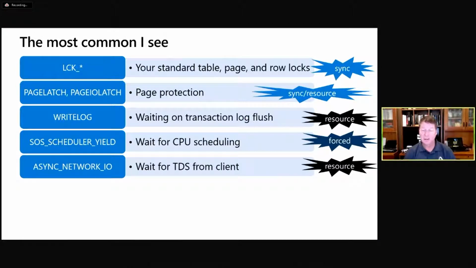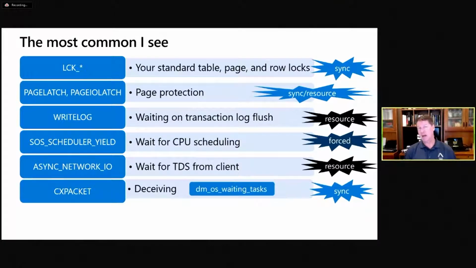Now, async network IO, you might have seen this before. Whenever I see this, I always tell somebody, we're waiting for a TDS packet back from the client basically to tell us you've processed results. It could be a networking issue, which is why I call it a resource wait, or it could be there's a problem with the client app not properly processing results.